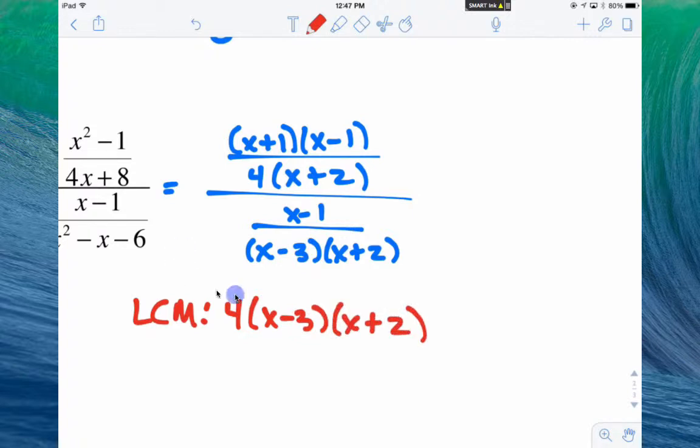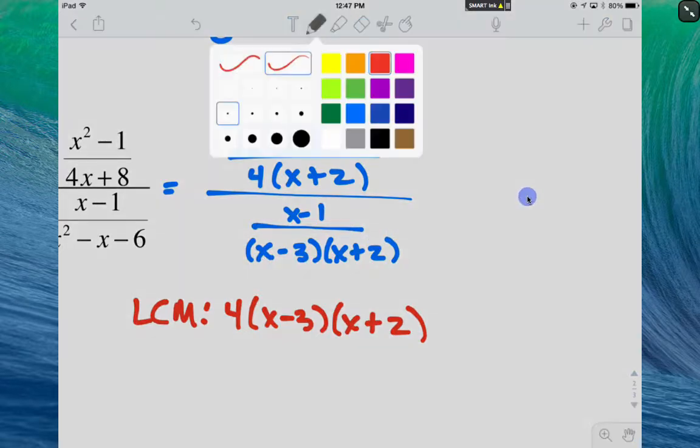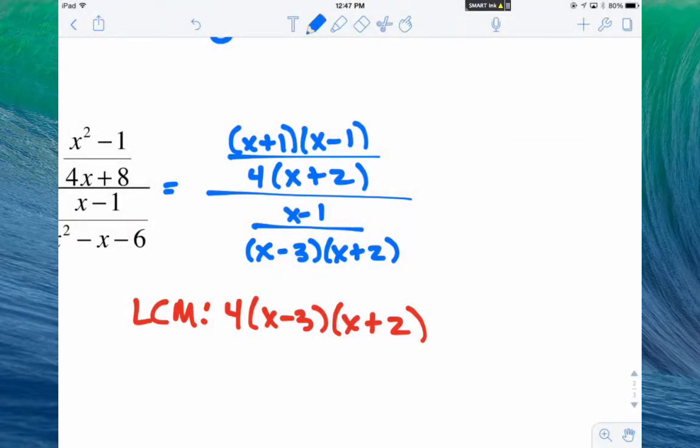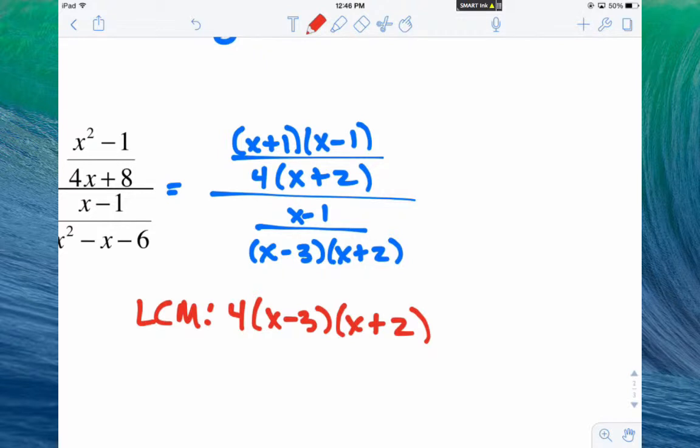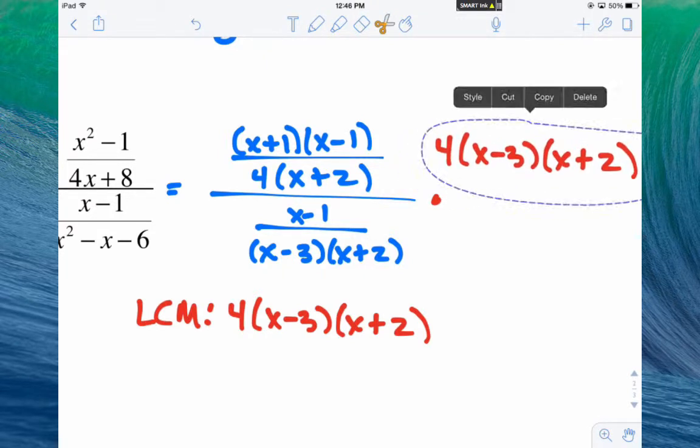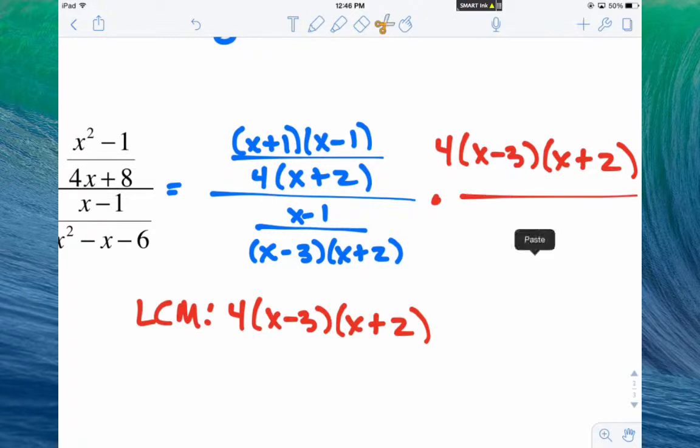And so this is what we're going to multiply both our big numerator and our big denominator by. And in doing so, we will have no more fraction here. We will have no more fraction here. We're going to have a nice, simple rational expression on our hands. All right, so let's go ahead and do it. So we're going to multiply both the big numerator and the big denominator, if you will, by our least common multiple in this case, 4 times x minus 3 times x plus 2.